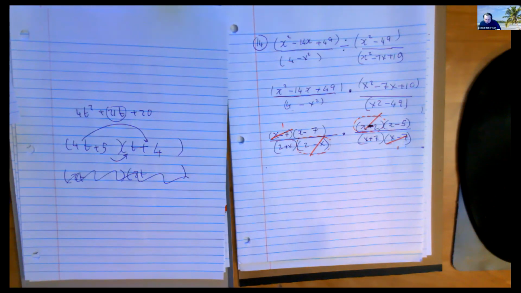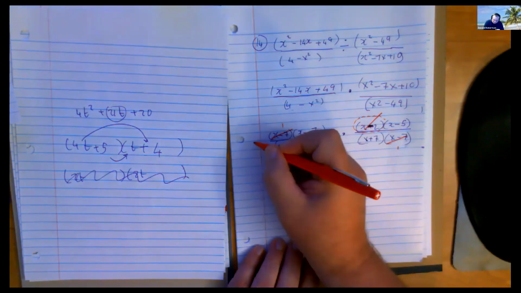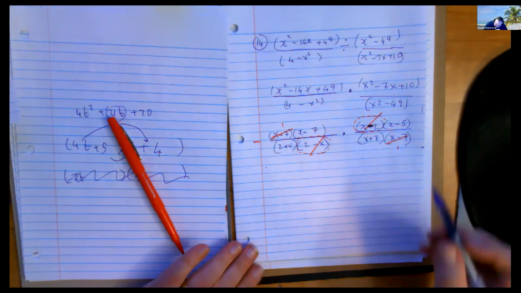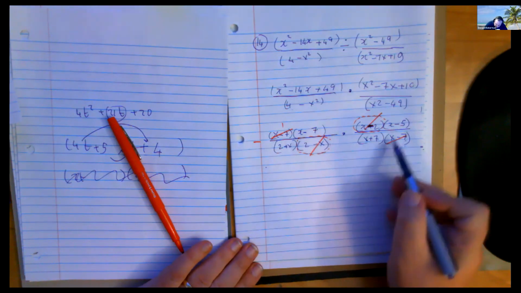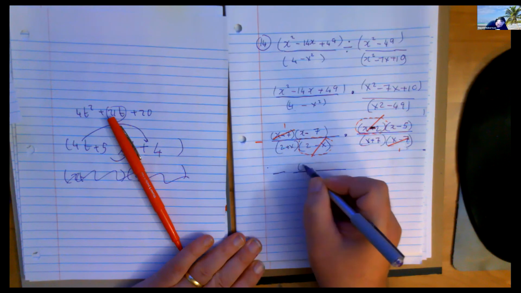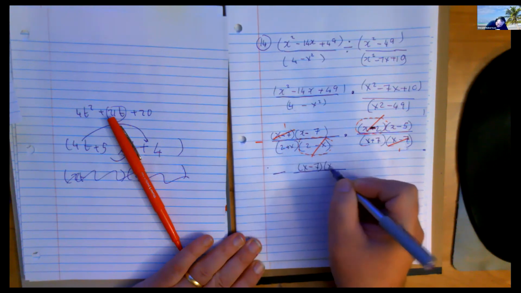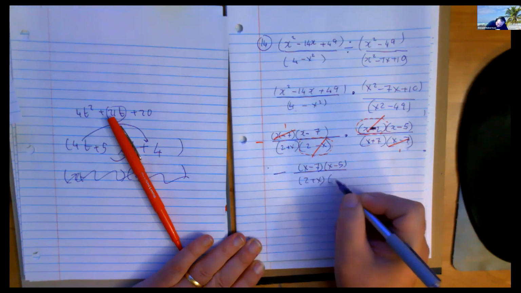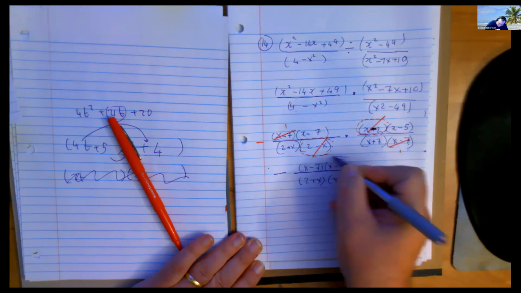But when you cancel them, you don't just leave a 1 behind. Don't you leave a negative 1 behind? And what that means is basically my answer's negative. So I'm just going to stick it over there. So anything else left after that? Not that I can see. So what am I going to get? I'm going to get a negative, those 2 guys, and those 2 guys, and those 2 guys, and those 2 guys. And that's the answer.